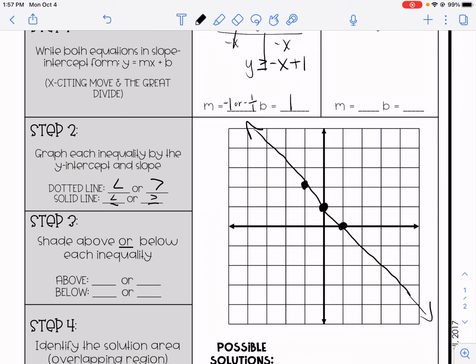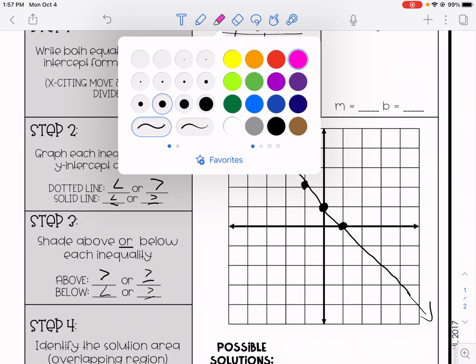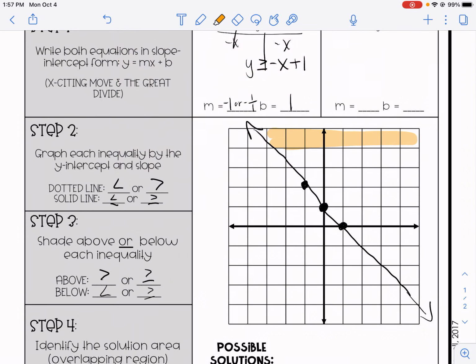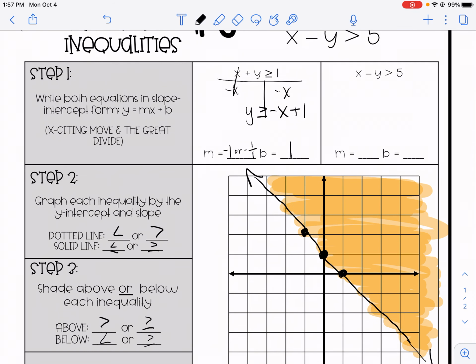Do we shade above or below? So greater than or greater than or equal to is above. Less than or less than or equal to is below. Okay, so since this is a greater than or equal to sign, we're going to shade above. I'm going to use orange and shade above. It is very helpful if you have different colored highlighters for this.